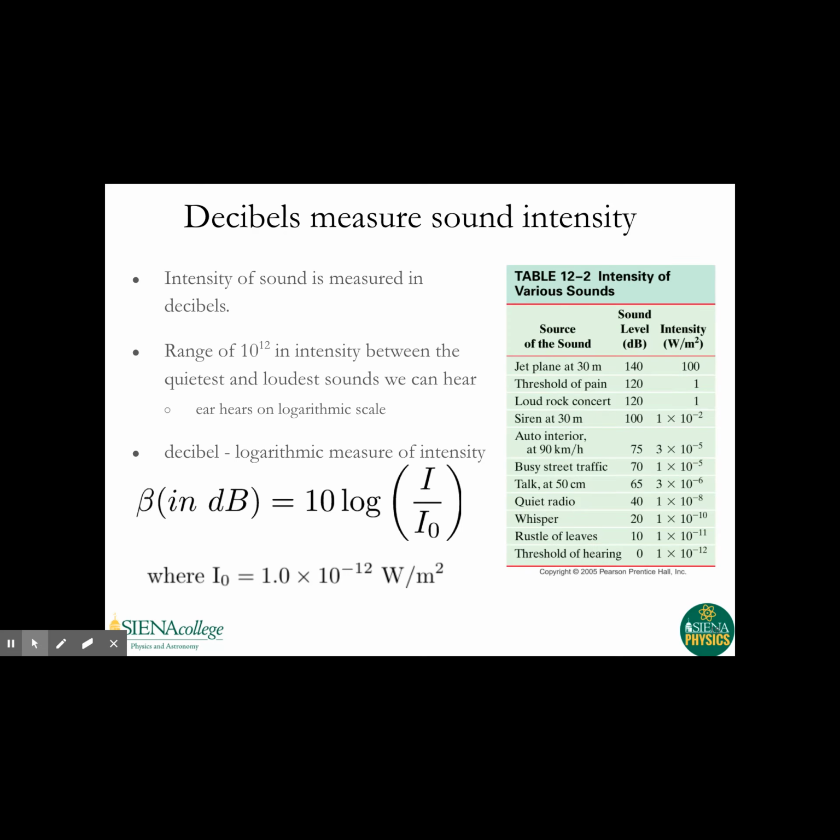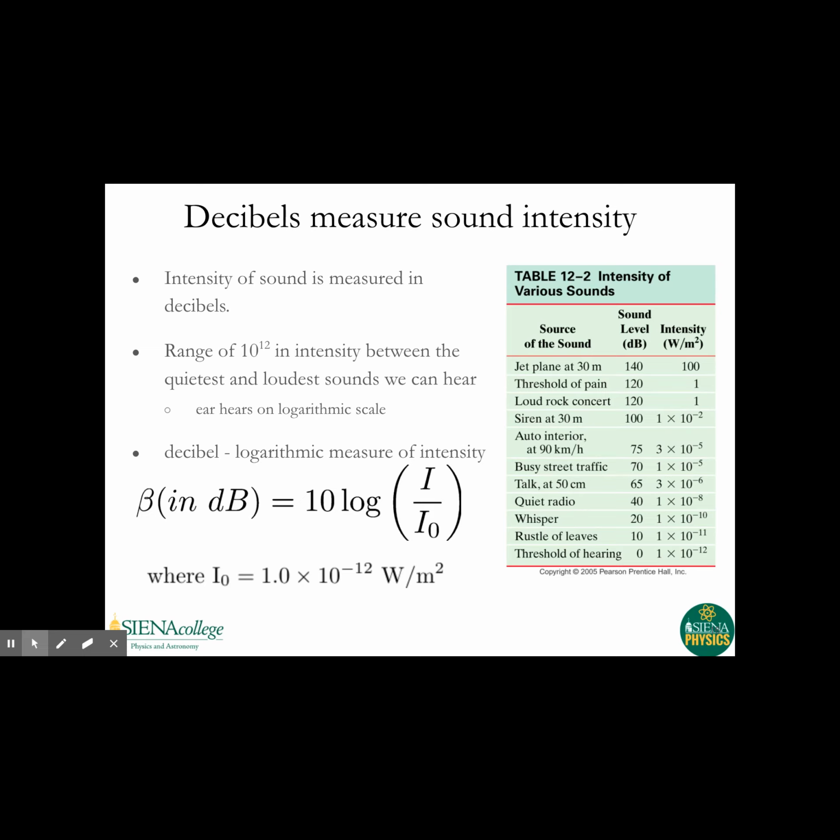We use a scale called decibels to measure sound intensity. That's because we have a huge range for the sounds that the human ear can hear. The range is 10 to the 12 in intensity between the quietest and loudest sounds we can hear, and so we really hear on a logarithmic scale.